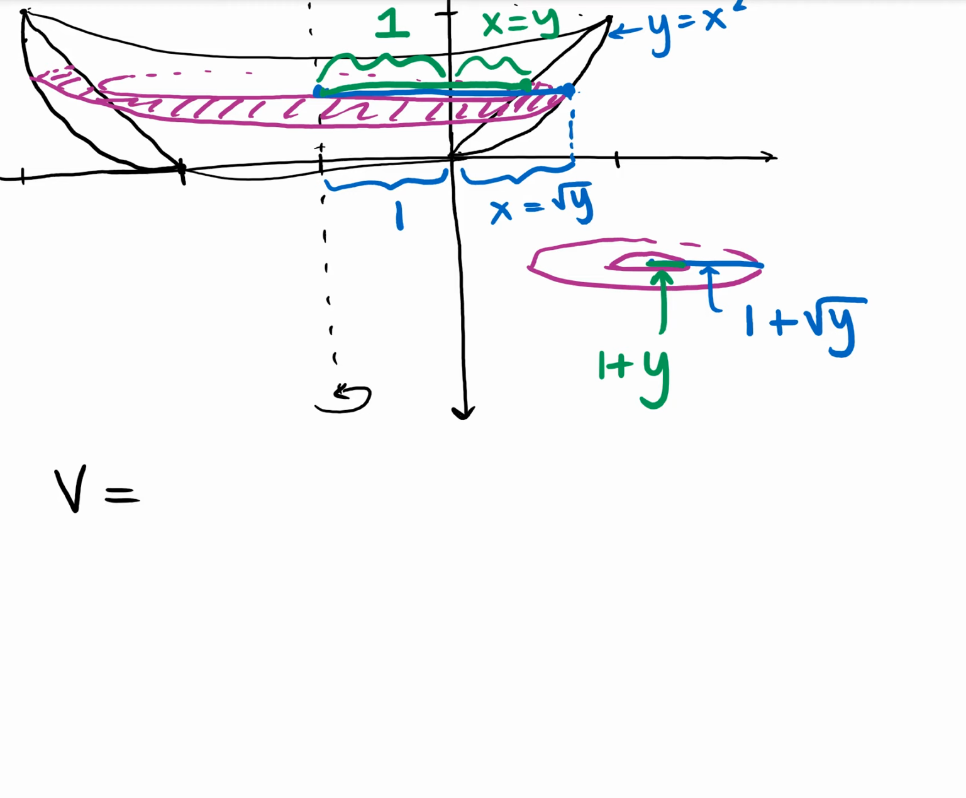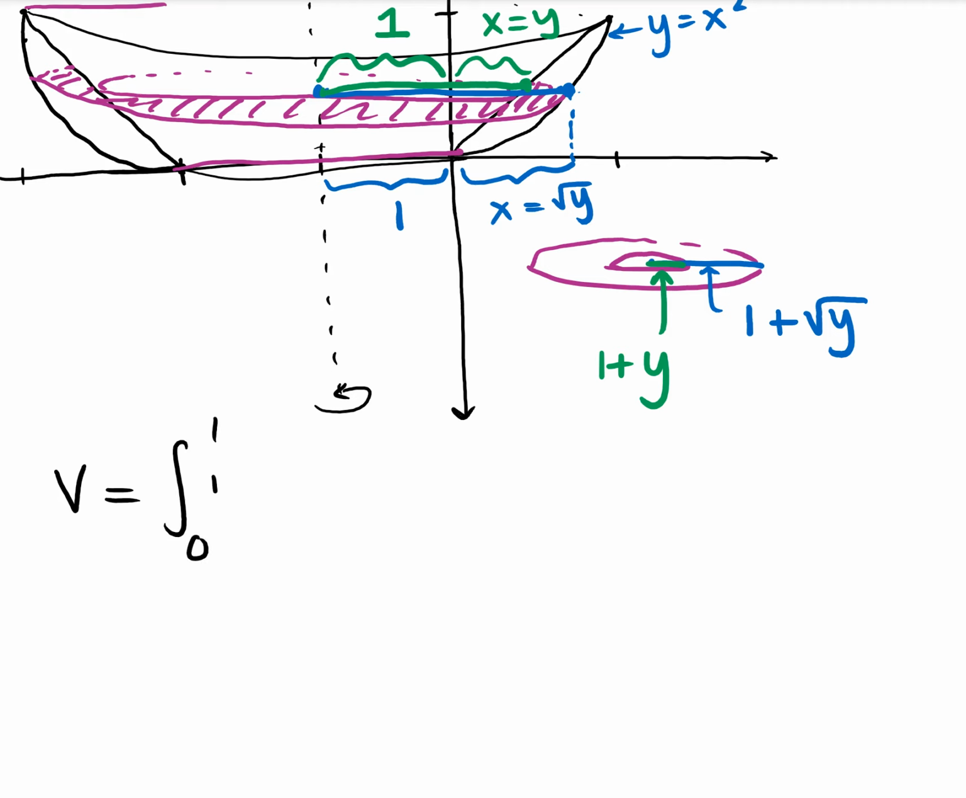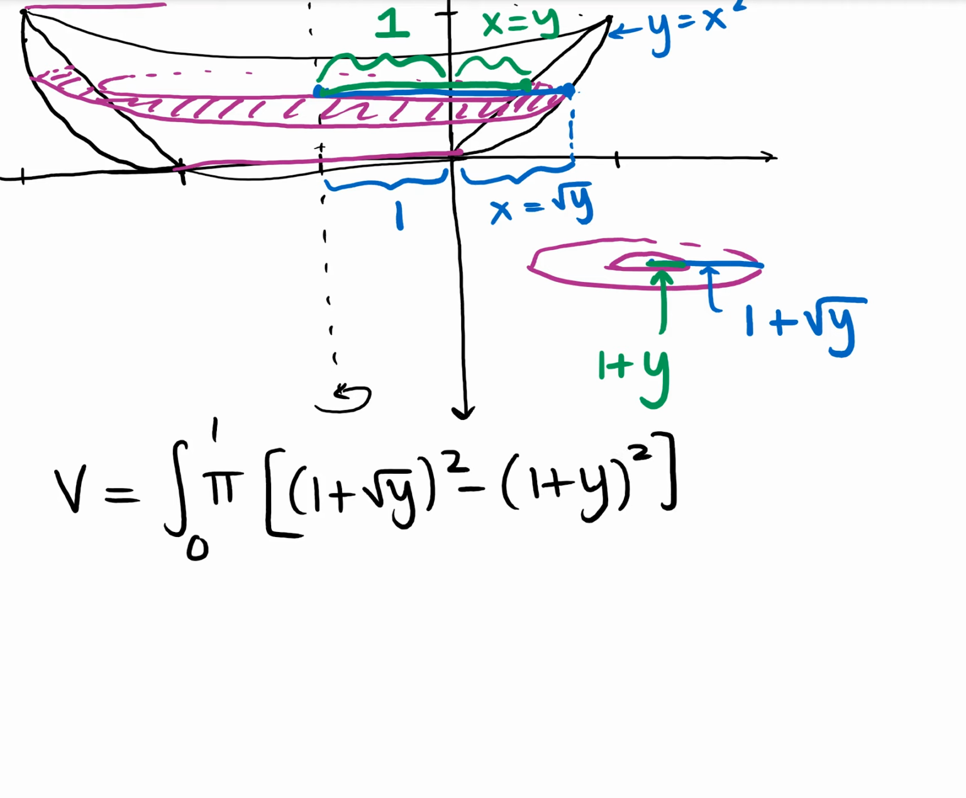So what is my volume? All right, so let's see, where can I stack these beautiful washers? Remember, we're going in the y direction. Well, I can have one at 0 and then all the way up to 1. So I'm going to go from 0 to 1, pi times the outer radius squared minus the inner radius squared. Oh my goodness, this is going to be fun. dy. I'm going to FOIL this out. That's the only thing I can do, you guys. I can't really do substitution because I don't have its derivative sitting there.